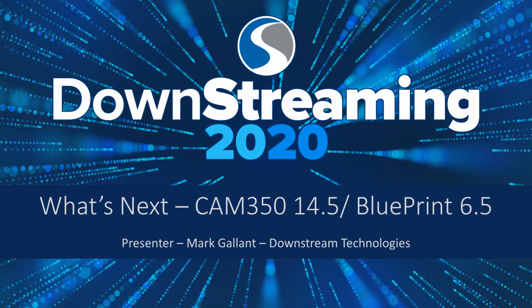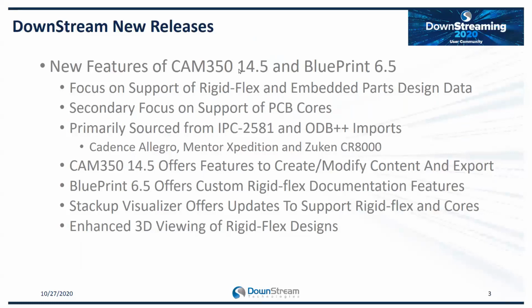All right, well, welcome everyone. So this will be a presentation, a little bit of background, and then I'll go directly into the demonstration of both CAM350 and Blueprint. So let's talk a little bit about what are the new features of 14.5 and 6.5. Our focus on this release was on the support of rigid flex and embedded parts design data. Some of this data has been around for some time in ODB and 2581, and we're finally coming around to supporting it. We have a large installed base that are doing these types of designs, and there's been a lot of requests to support it.